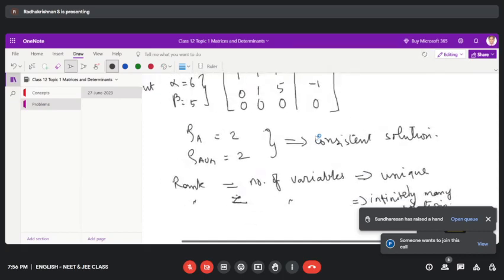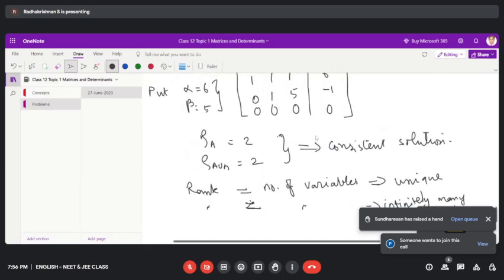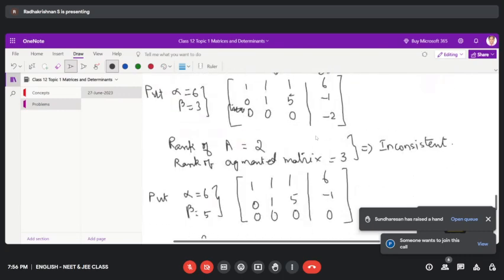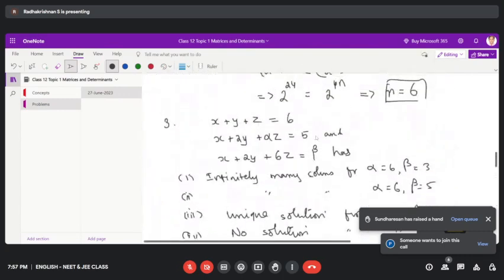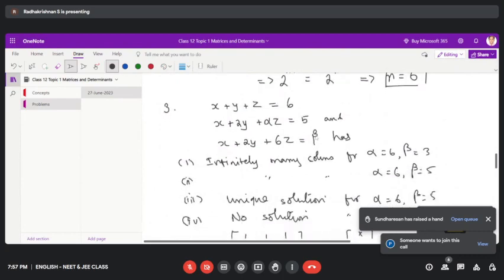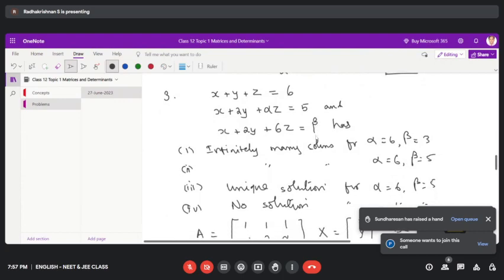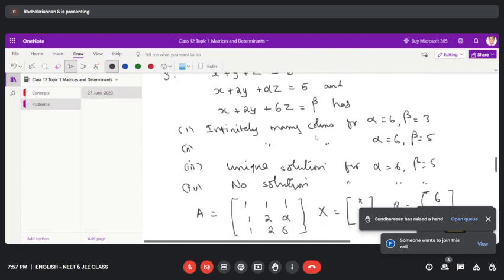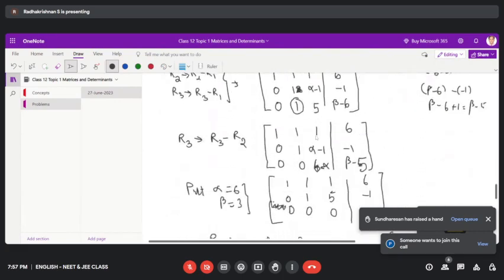Okay. So from this we can conclude that... so what are the options given? Infinitely many solutions for alpha equal to 6, beta equal to 3, that is not correct. For alpha equal to 6, beta equal to 5, it has got infinitely many solutions. So unique solution for alpha equal to 6, beta equal to 5 is also not correct. No solution, that is also not correct. Okay. So the correct option is option 2.